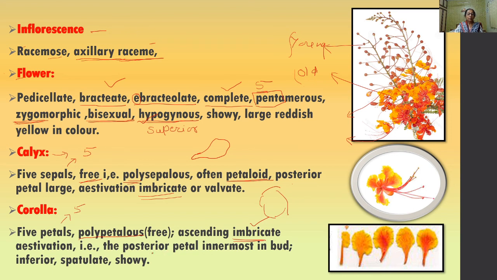Here also the posterior petal, which is present innermost in the bud, and its position is inferior. It has a specific structure consisting of a limb-like structure at the base and a claw-like structure at the apex. So, it is showy, very bright in color and attractive in its shape. So, we will move on to the next.